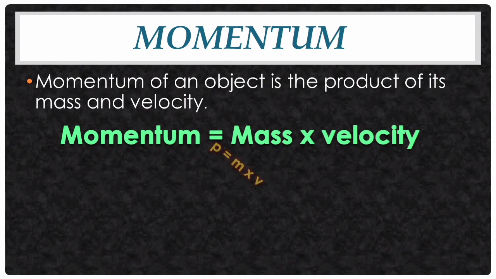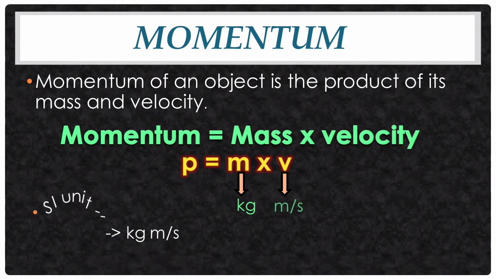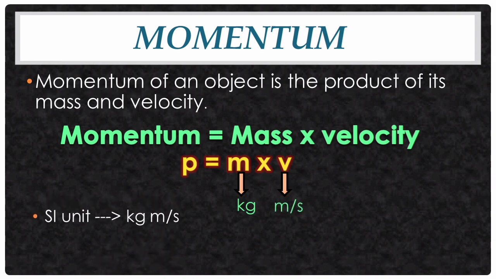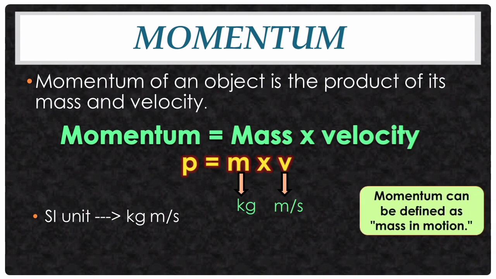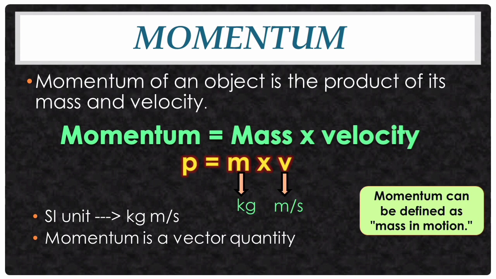Now let's look into the SI unit of momentum. We know that the SI unit of mass is kilogram and the SI unit of velocity is meter per second. Hence, the SI unit of momentum is kilogram meter per second. Momentum is a vector quantity. We know that velocity is speed with direction. Hence, momentum has the direction of the velocity and hence it is a vector quantity.